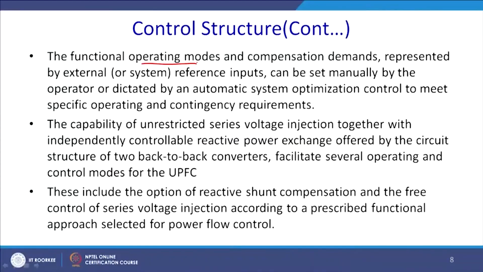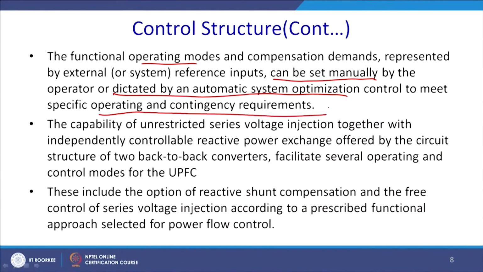The functional operating mode and the compensation demands, represented by external reference inputs, can be set manually by the operator or dictated by the automatic system optimization control. Either it will be sent by the users, or this is the power demand, or you require to optimize your network: cost optimization, efficiency optimization or loss optimization.